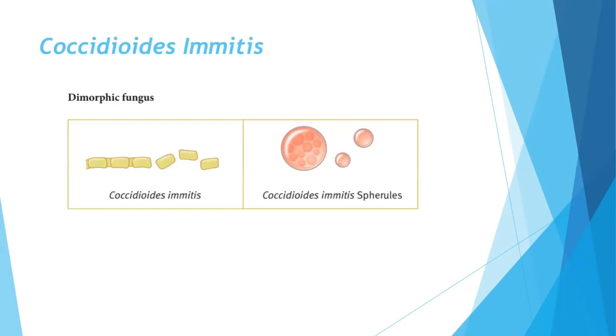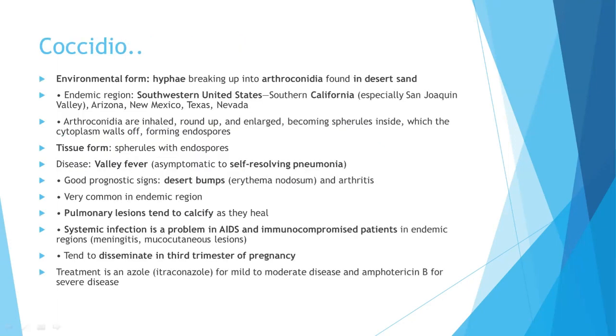Now let's talk about Coccidioides immitis, which is also a dimorphic fungus. We can see a picture of Coccidioides immitis, and this is a histological picture of the spherules. It has an environmental form which consists of hyphae breaking up into arthroconidia found in desert sand. The endemic region, again very important, is Southern California, Arizona, New Mexico, and Texas. These arthroconidia are inhaled, round up, and enlarge, becoming spherules, where the cytoplasm walls off, forming endospores. So the tissue form is spherules with endospores.